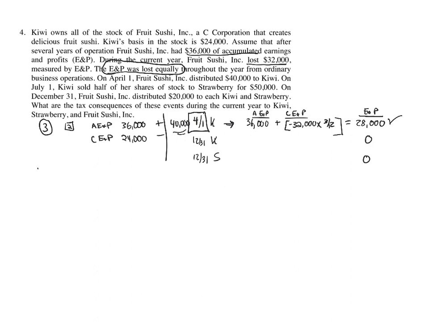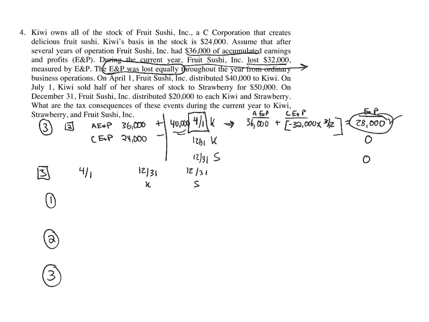So then we go right to our step 3 analysis. Remember we have April 1st, 12/31 Kiwi, 12/31 Strawberry. Why does it stop at 28,000? Because you take 36,000 accumulated plus a negative $8,000. This $32,000 loss is earned equally throughout the year, so every month that you go, a portion is lost. So you don't have to continue it down for every date, because it's all used up.